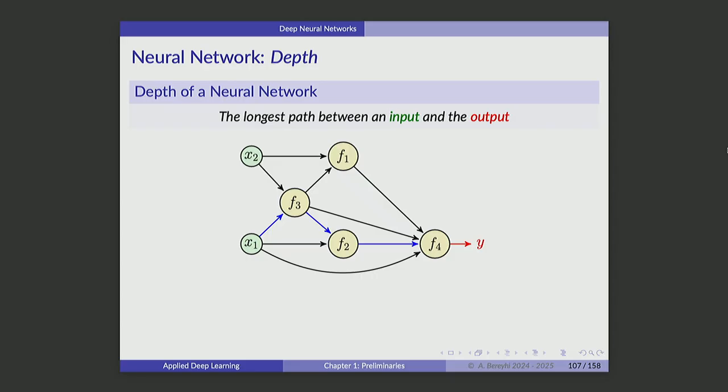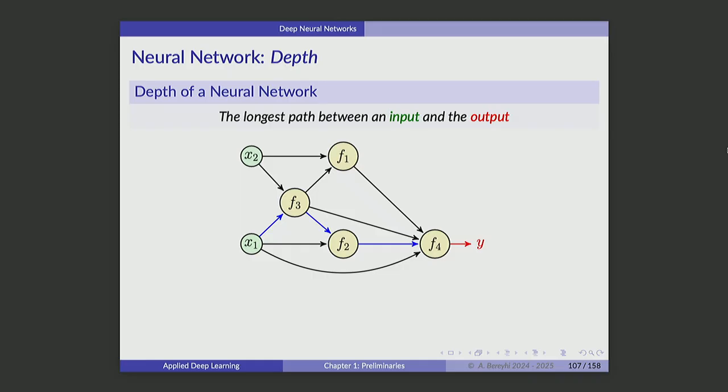So this is the network that we had. If I want to get from input, say from x1, my path could be as short as x1 directly to y, right? So my path could be as short as 1. But this is not the longest path. The longest path is going to be x1 going to f3, going to f2, and then to f4. Or, for instance, x1 to f3 to f1, and then f4. So you again take a longer path.